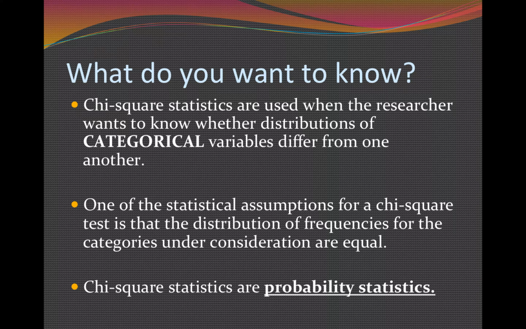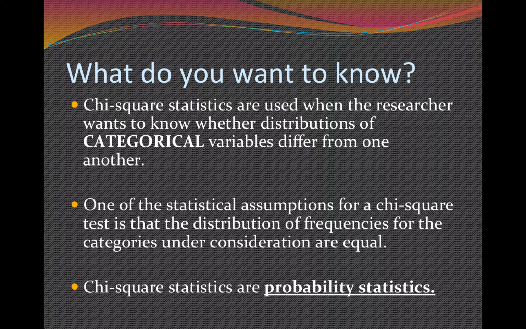And one of the assumptions for a chi-square test is that the distribution of frequencies for the categories under consideration are equal, meaning that they generally look alike. For the purposes of this class, you don't need to worry about that so much, but you should know that information for exam purposes.